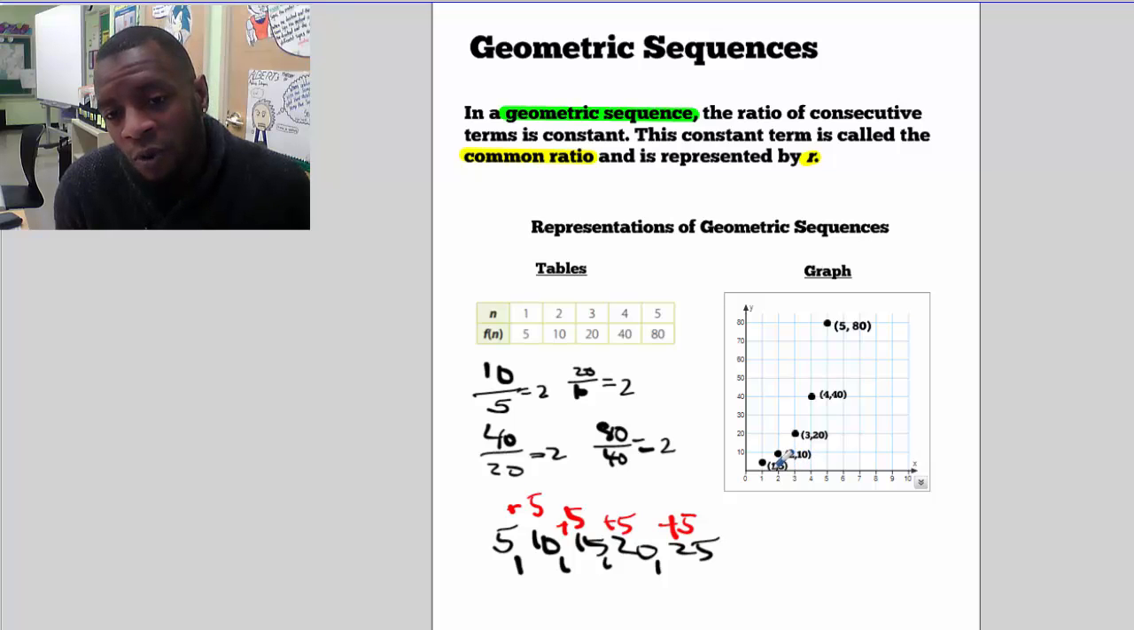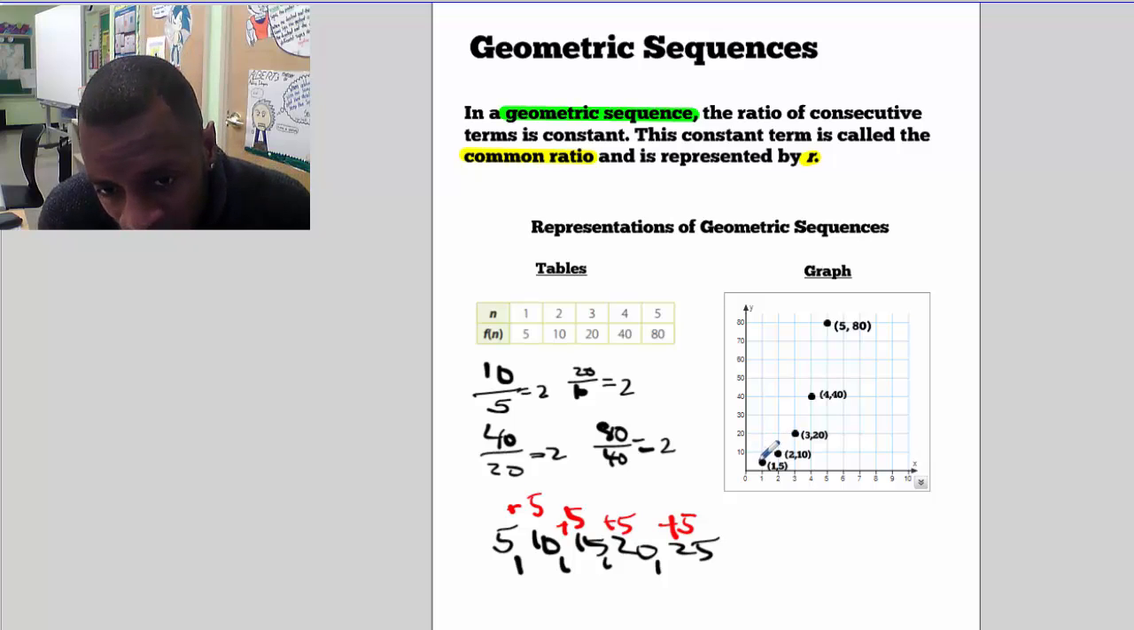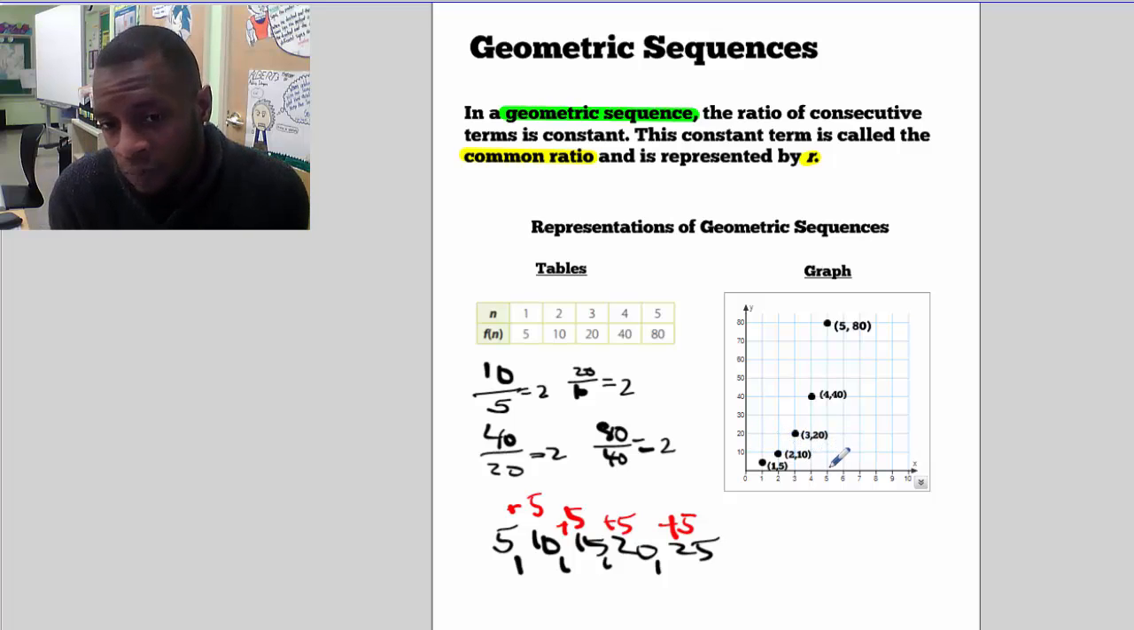If you notice, whenever we are given a graph of a geometric sequence, we do not connect the dots, because we are only dealing with discrete numbers. We never have a zero term, and we can never take the terms in between these two points and put them in our geometric sequence, because they may not give us the same common ratio. So let's take a look at a specific example of a geometric sequence.